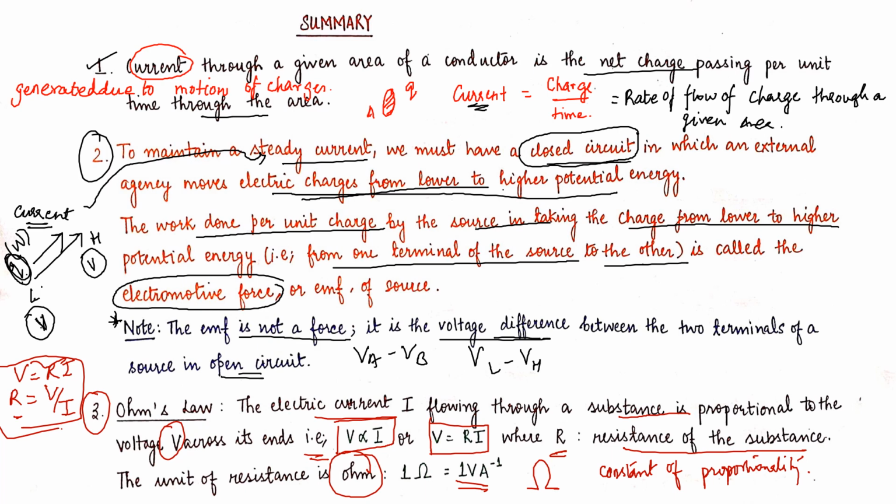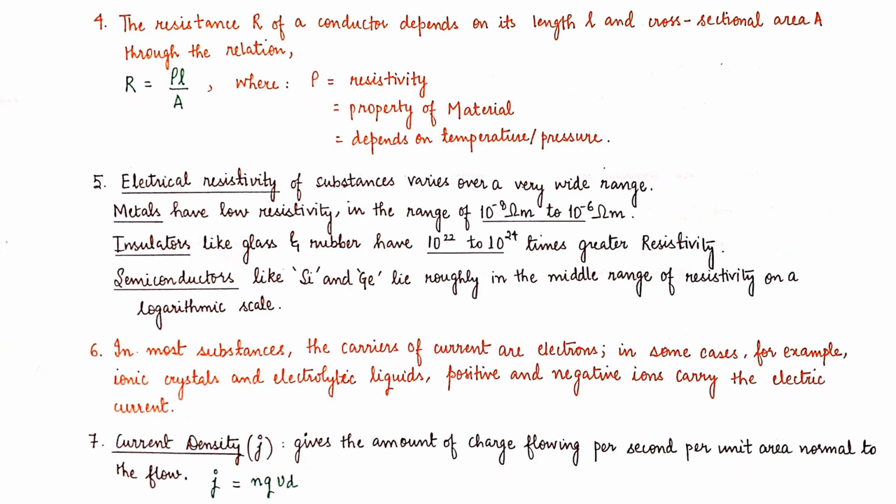Now moving on to the next slide. Point number 4. The resistance R of a conductor depends on its length and cross-sectional area A through the relation R equals rho L upon A, where rho is resistivity. It's a property of the material, and depends upon temperature and pressure. If temperature and pressure are changed, the resistivity for a material will change.